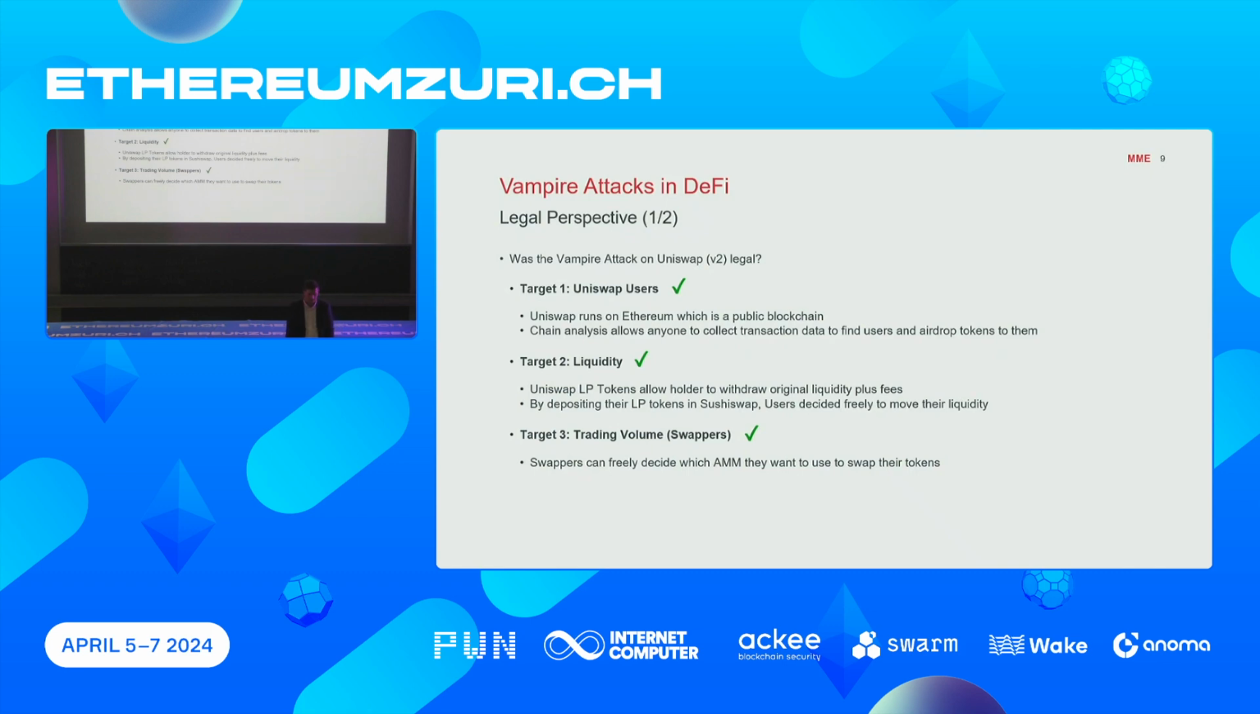So let's look at the legal perspective. Was this attack legal? As I mentioned initially, the vampire attack targets three separate things. The first thing is, you go after the users. Is that legal? Well, the good thing is that the Ethereum blockchain is a public blockchain, which means anybody can do chain analysis and figure out user behavior and say, you know what, these are the best users of Uniswap, or those are all users of Uniswap. I'm going to airdrop tokens to them. Absolutely legal.